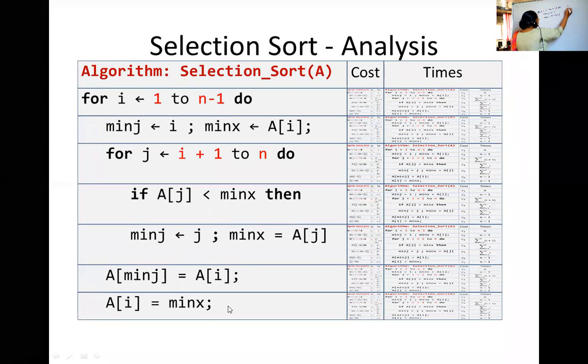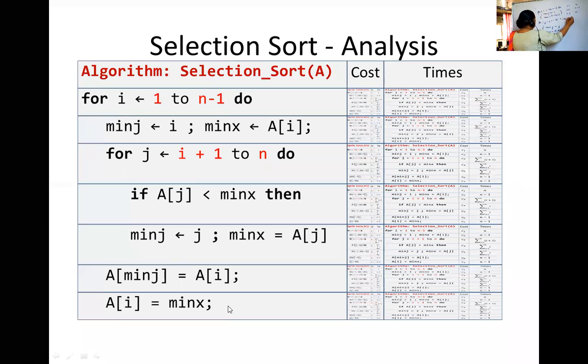Let's suppose the cost of the first statement is C1, this is C2, and this is C3. This will execute 1 time, and this is for n minus 1 times, because anything inside the loop is going to execute for this many times. Then for j is equal to i plus 1 to n, what we have to do is min j is equal to j and min x is equal to a of j. Right?